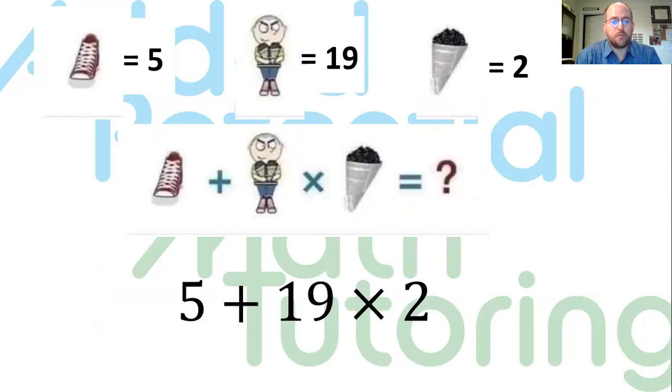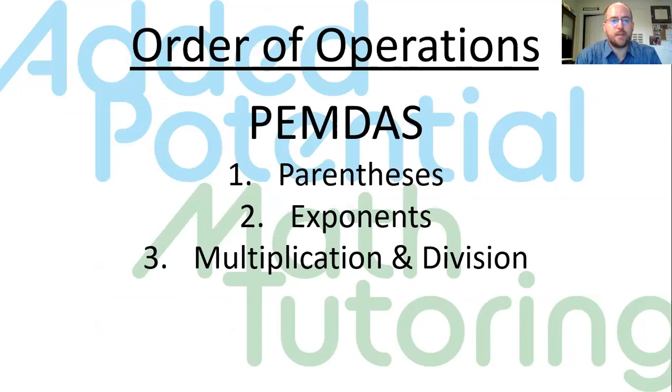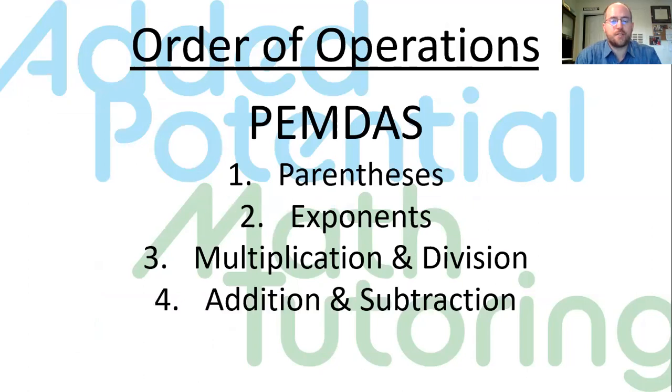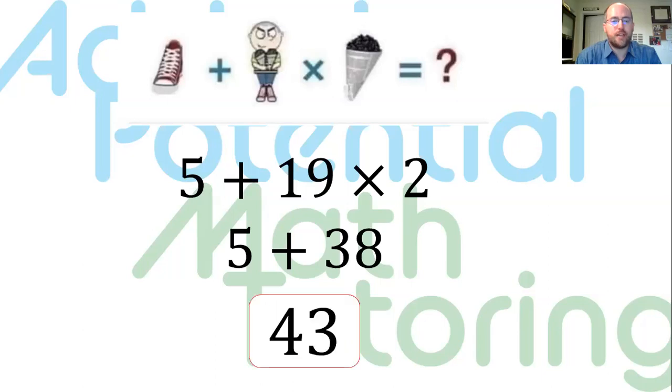So if we plug those in, we get 5 plus 19 times 2. And we can't just go 5 plus 19 and then multiply that by 2 because of the order of operations, or PEMDAS, which is first parentheses, then exponents, then multiplication and division, then addition and subtraction. That's important here because we have to multiply before we add. So first we multiply 19 times 2 and get 38. Then we can add 5 plus 38 and get 43. So there's our final answer, 43.